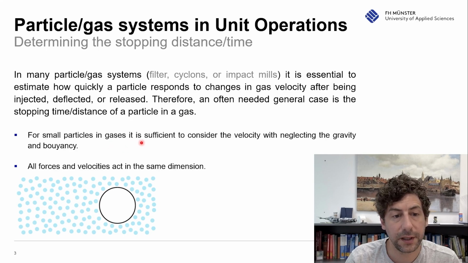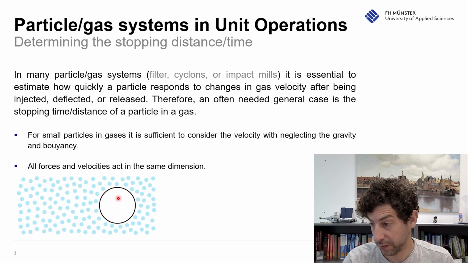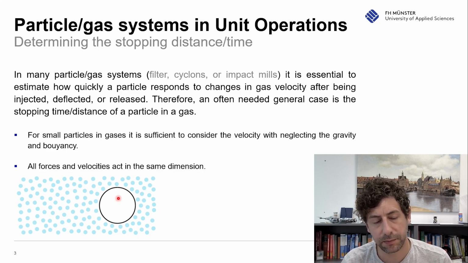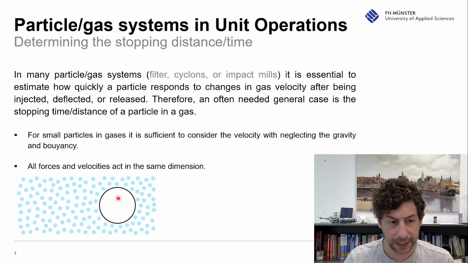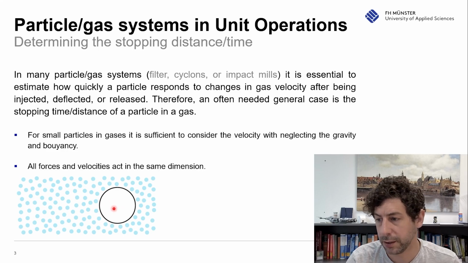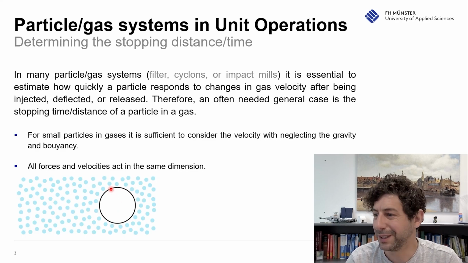For small particles in gases, it is sufficient to consider the velocity, neglecting the gravity and buoyancy. Since we are looking at very small particles, microns or even smaller, we can say these small particles are not affected by buoyancy and gravity. And the second reason is that all forces and velocities act in the same direction, and the direction we are looking at is normally a different one. I will show it to you in the next picture.